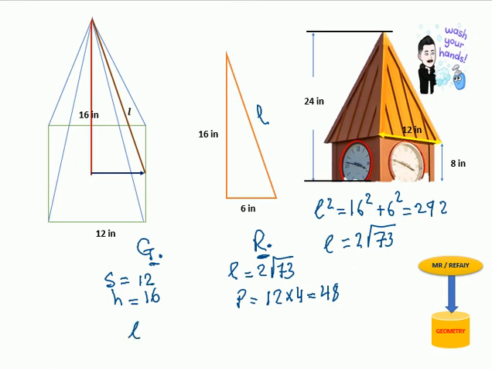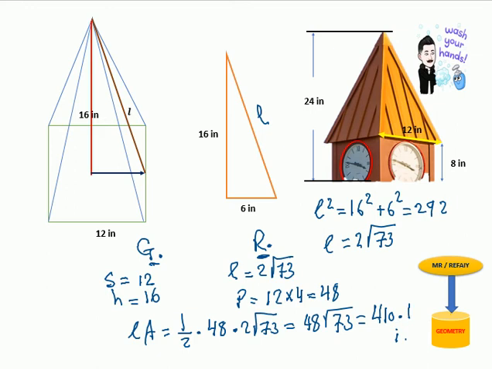Now we can get LA, it's equal half times perimeter of the base, it's 48, times the slant height, it's 2 root 73. So the answer will be 48 root 73, or we can change it to be 410.1 inch square. So this is the lateral area of the pyramid.